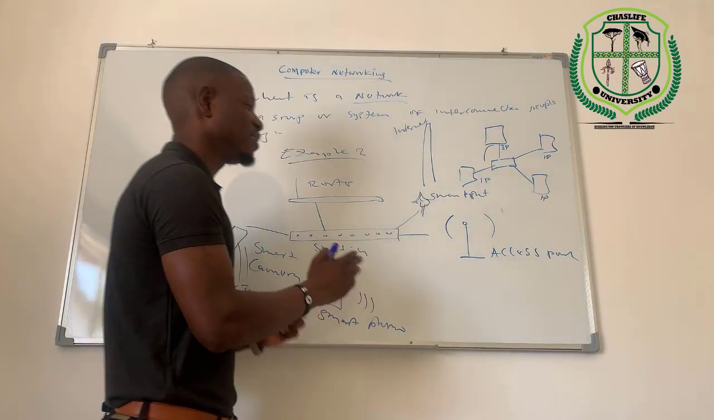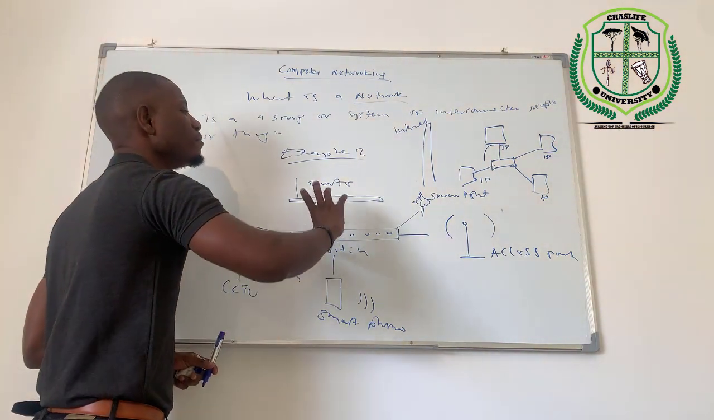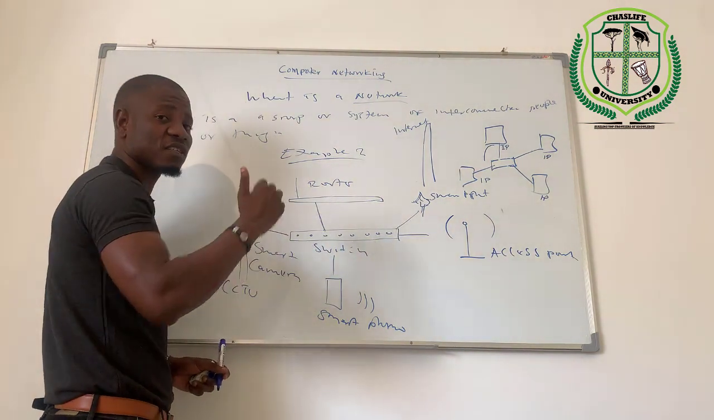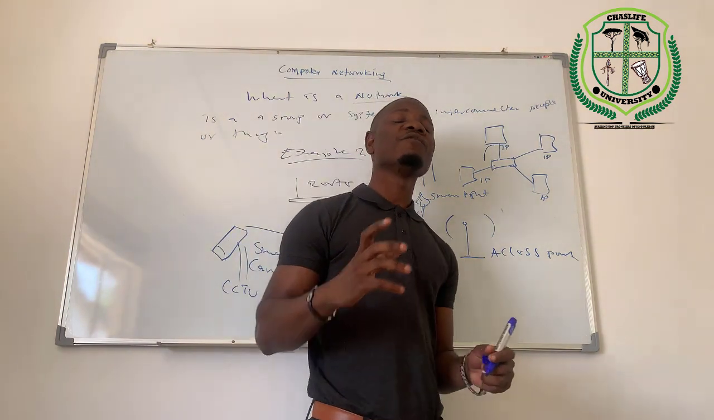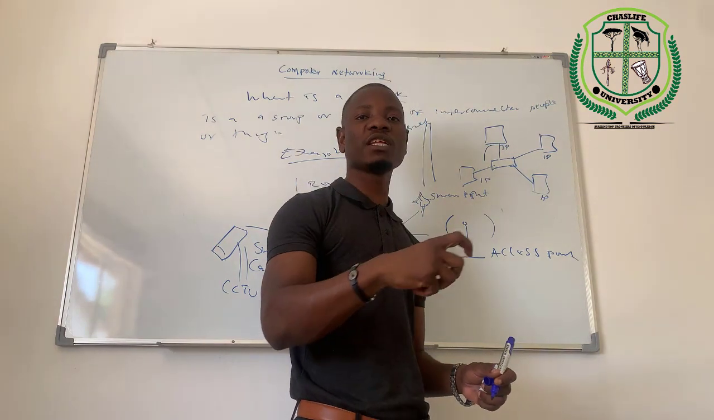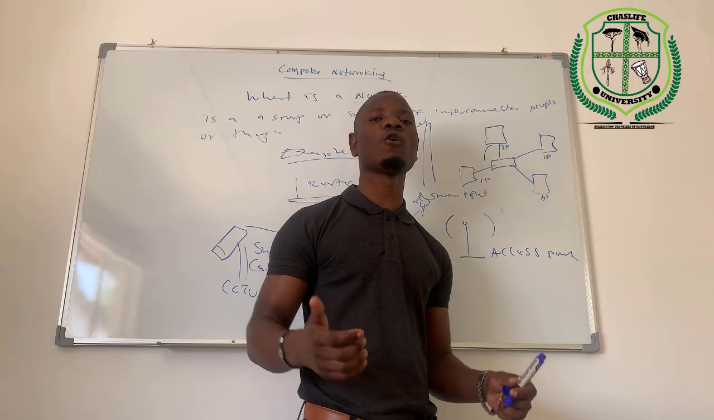Now, when you look at this diagram, it is more advanced as compared to the first diagram. Because when you look at the first diagram, it only involved a computer connected to a printer, or a printer connected to a computer, and also a computer connected to a server or a database.